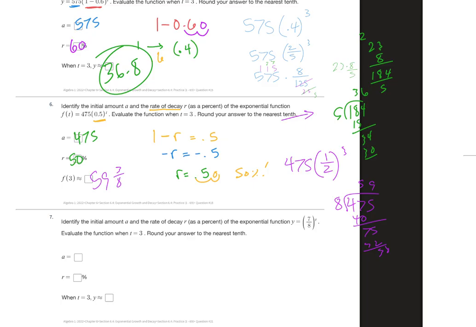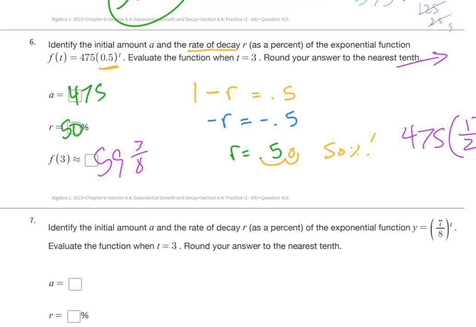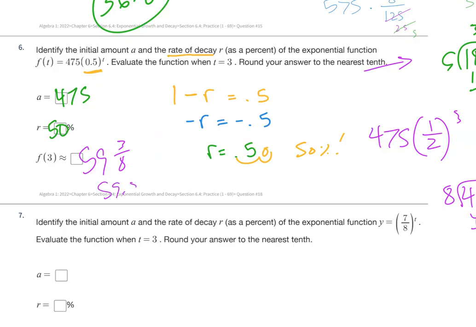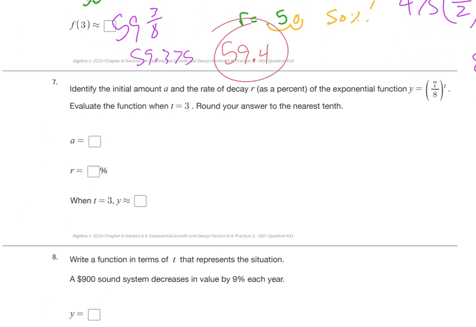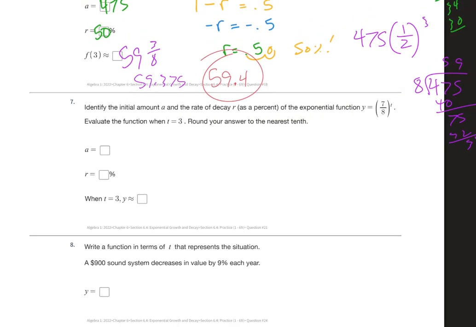What is that as a decimal? 0.375. So it's 59.375, and rounded to the nearest tenth, we get 59.4. All right. Identify the initial amount A and the rate of decay, the same stuff.